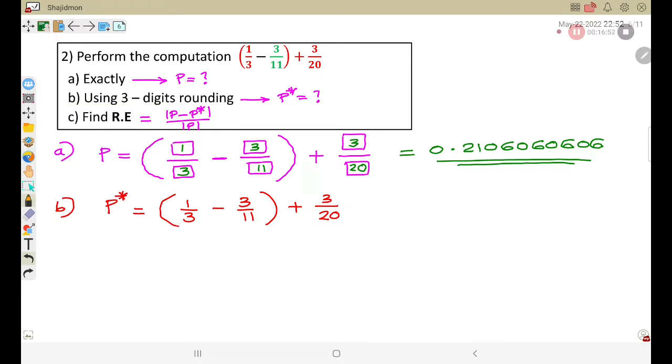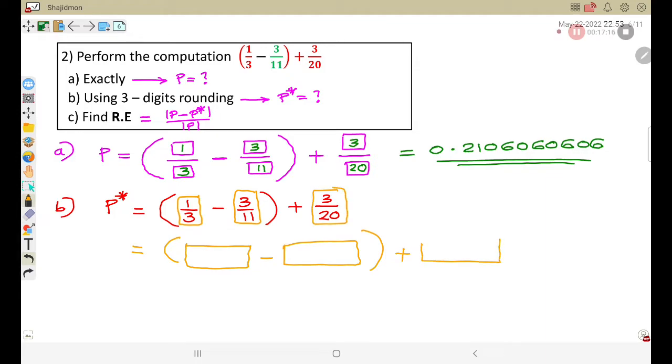Now, rounding or chopping, you remember we discussed it separately, we need to calculate. First we need to check what is 1 over 3, write that number here using 3 digits rounding, then 3 over 11 using 3 digits rounding, plus 3 over 20 calculated using 3 digits rounding separately. So you can check the numbers one by one. First 1 over 3 with 3 digits rounding: 0.333, correct. 3 over 11: 0.273. Plus 3 over 20: 0.15.